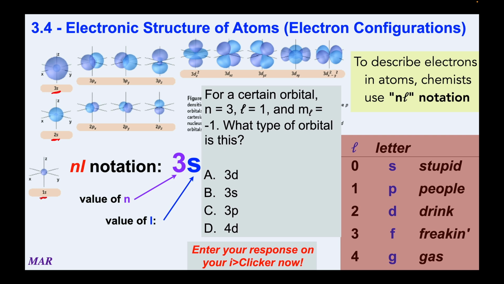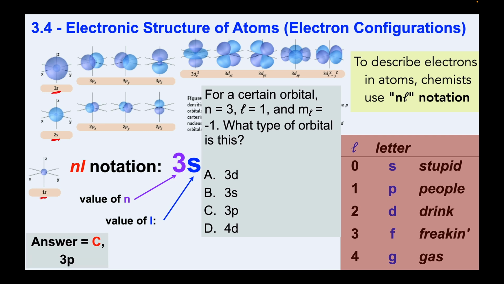Kind of cool. So here's an orbital. We have n equals 3, l equals 1, m sub l equals minus 1. The question is, what type of orbital is this? So we'll use the nl notation. The number will start with 3 because that's what n equals 3 is. And l equals 1 means it's a p subshell. So we would call this a 3p subshell.